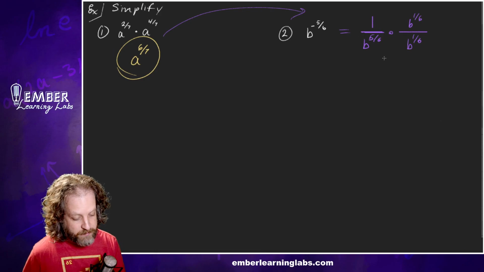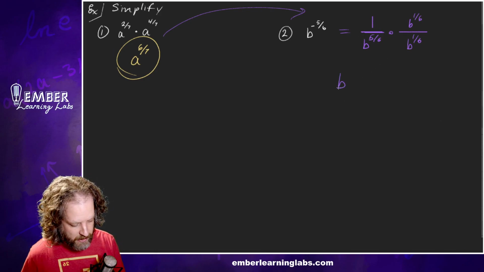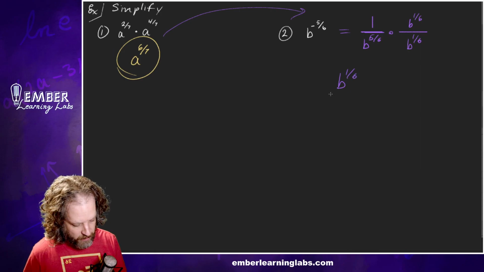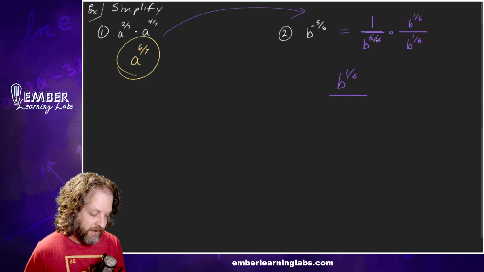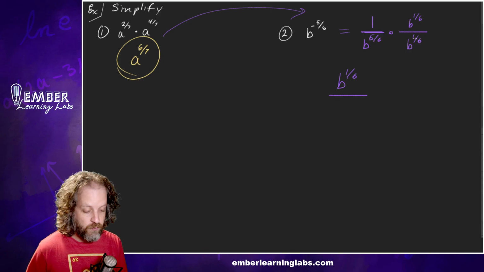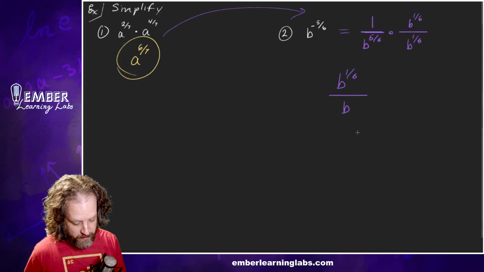So 1 times b to the 1/6 is b to the 1/6. Now, we just kind of learned that in the denominator, this is going to end up being b to the 1st, right? Because 5/6 plus 1/6 is 1. So this is b to the 1st. So we could circle this.